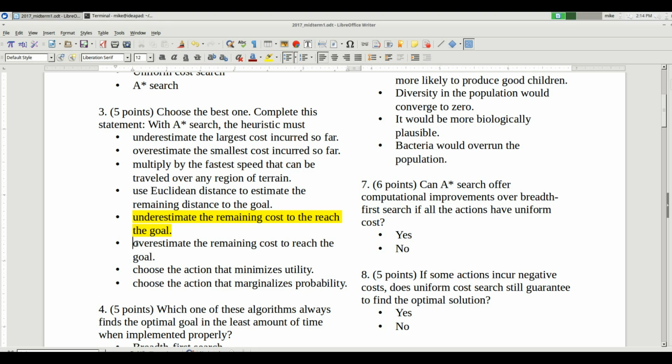Does it overestimate the remaining cost to reach the goal? What happens if you do that? Yeah, in fact, you will get a suboptimal goal. Well, not for sure, but usually. The only thing I can tell you this does is it destroys the guarantee of optimality. Very often, it turns it into greedy search. And if you overestimate it by a lot, it definitely turns it into greedy search. And that's not necessarily bad.